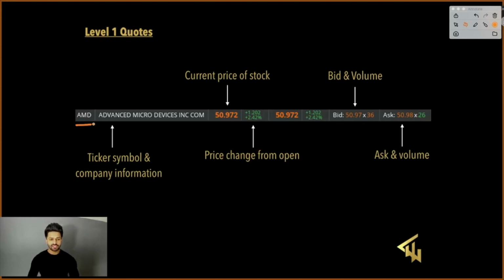Now we have the ticker symbol followed by the company name, followed by the current price of the stock, and then we have the price change from open. In this particular example, we're looking at AMD. The current price of the stock is $50.97. From the open, we're up $1.2 and 2.42%.